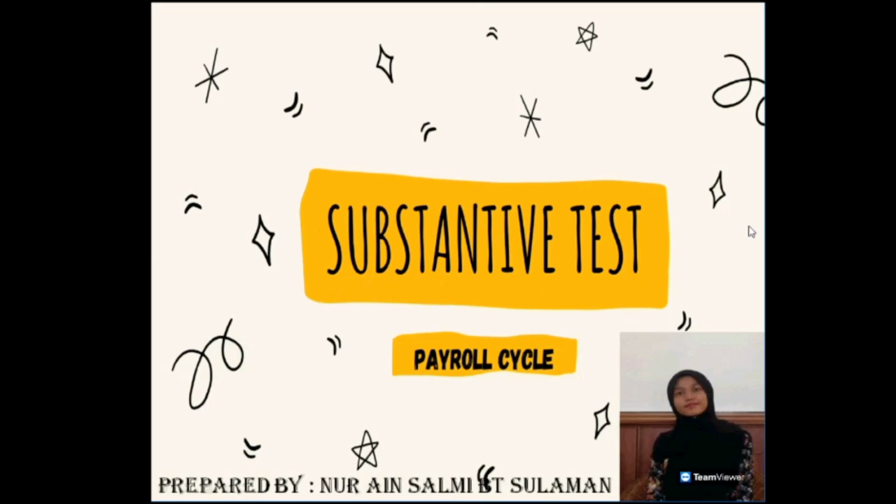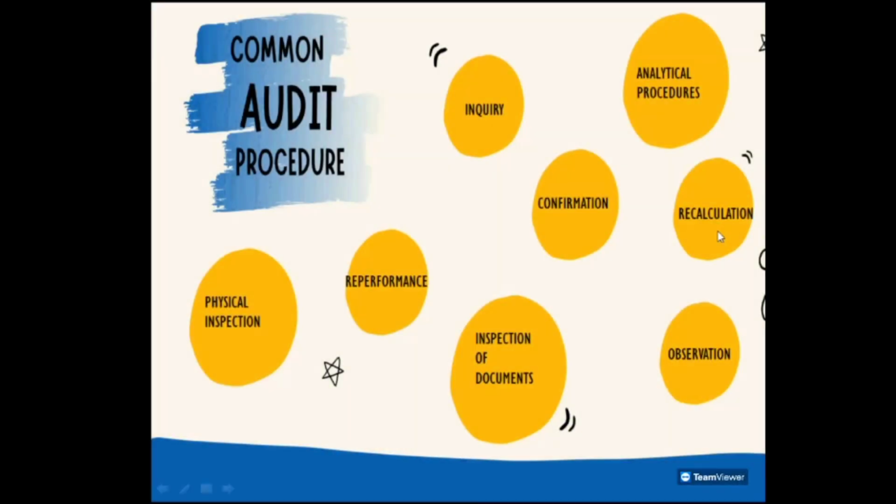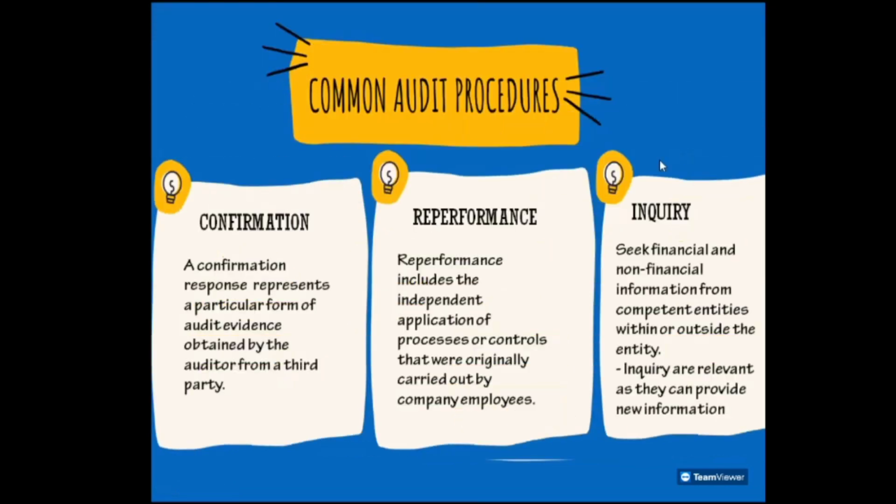Now I will explain about substantive test under payroll cycle. Substantive test is an audit procedure that examines the financial statement and supporting documentation to see if there is any error. There are 8 common audit procedures. Consists of physical inspection, reperformance, inspection of documents, observation, confirmation, recalculation, inquiry, and analytical procedures. Let's go through one by one.